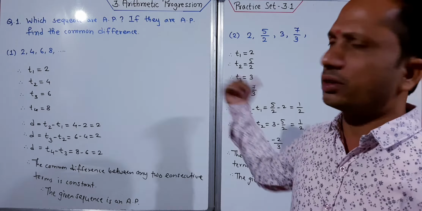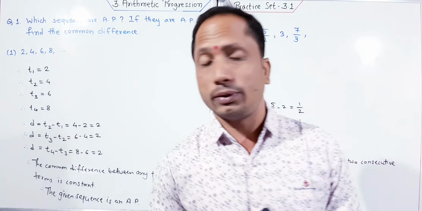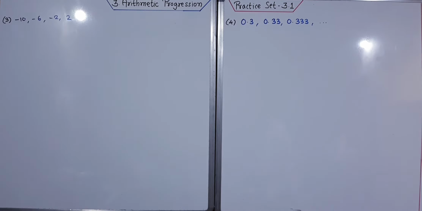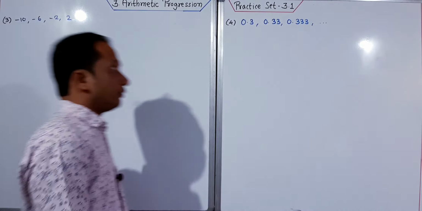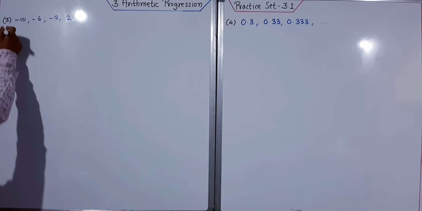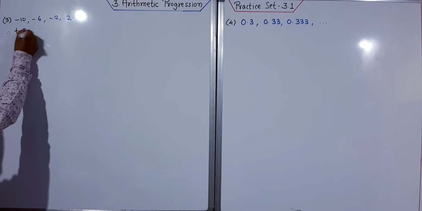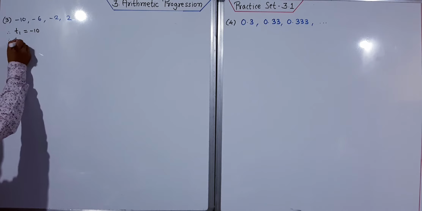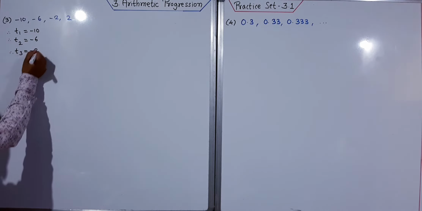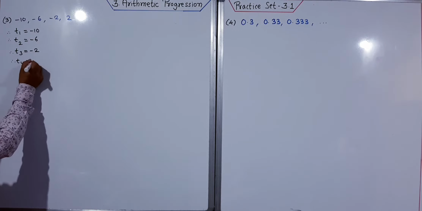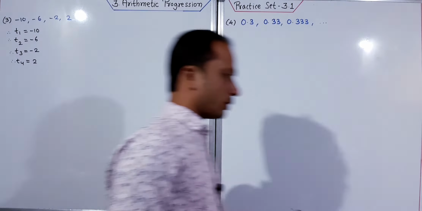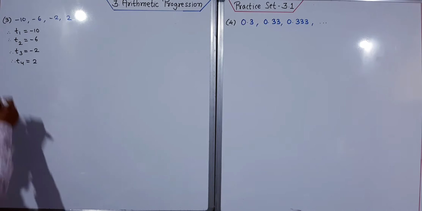This is problem number 1 and this is 2, and now we are going to solve problems number 3 and 4. Now see, minus 10, minus 6, minus 2 and 2. These are the given terms. So T1 is equal to minus 10, T2 is equal to minus 6, T3 is equal to minus 2 and T4 is equal to 2. Now we have to find the common difference.